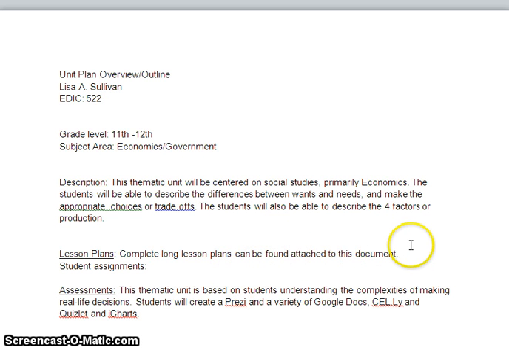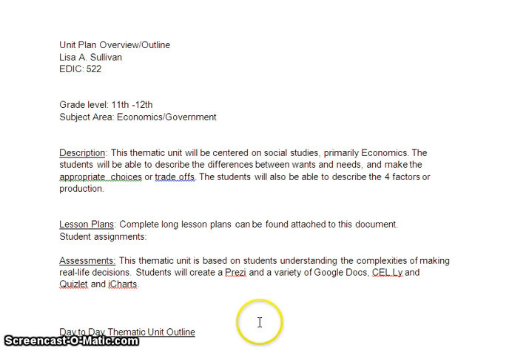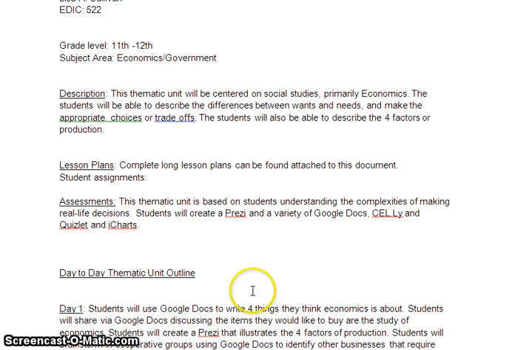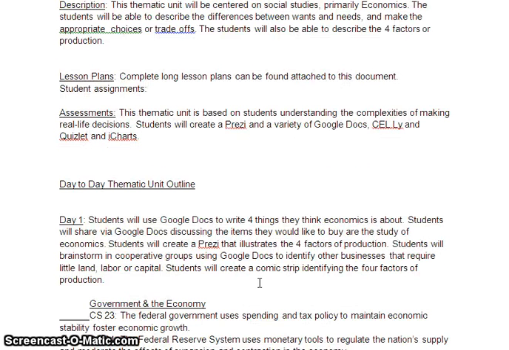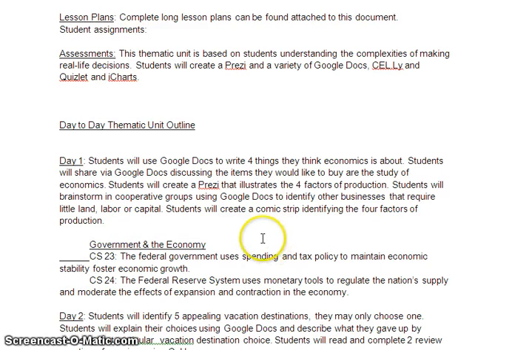I do have long lesson plans that will be found attached to this document with more details outlining. What I've created here that you can see is just the day-to-day thematic unit outline. And I've attached it to the content standards as well.